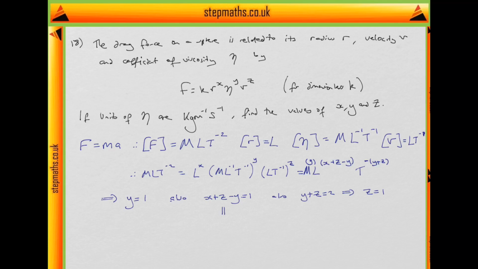And then this implies that because y is 1, we get x plus z is 2, so x equals 1. Therefore, x equals y equals z, which is equal to 1.